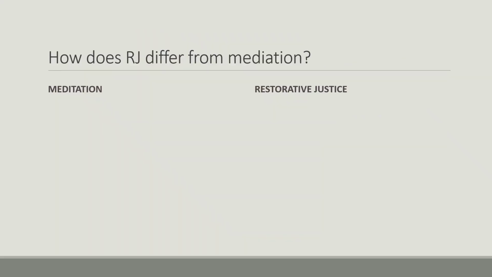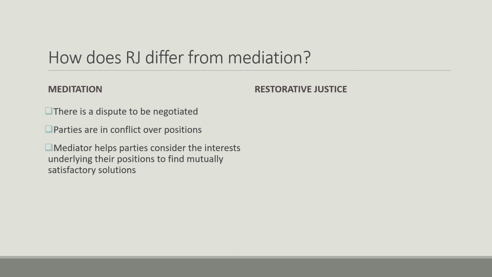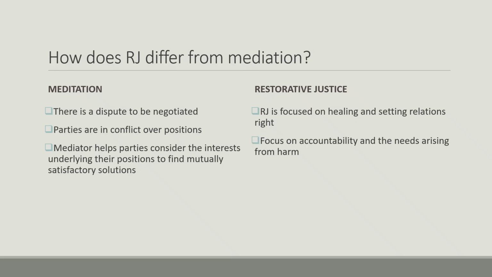I'm sometimes asked how restorative justice differs from mediation. In mediation, there is a dispute to be negotiated, and the parties are in conflict over different positions with regard to that dispute. The mediator will help the parties consider the interests that underlie their positions to hopefully find solutions that are mutually satisfactory and address everybody's interests. Restorative justice is not focused on a matter in dispute, but rather a particular harm with the goal of healing and setting relations right. The focus is on accountability and the needs that have arisen from the harm.